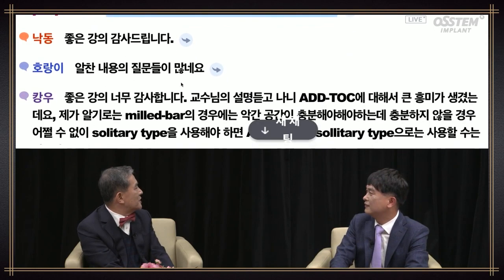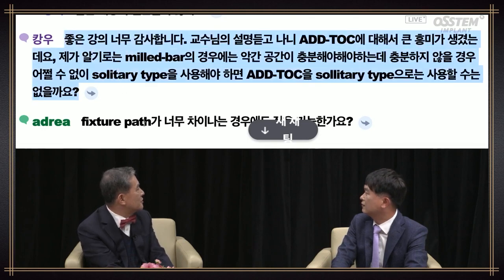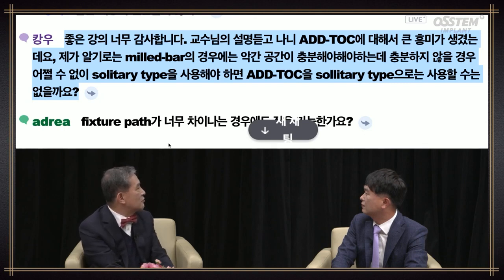I am keenly interested in ADD-TOC listening to your explanation. As I understand it, in the case of a milled bar, inter-arch space should be sufficient. If not, solitary type needs to be used. Can we use the ADD-TOC as a solitary type? No, never.